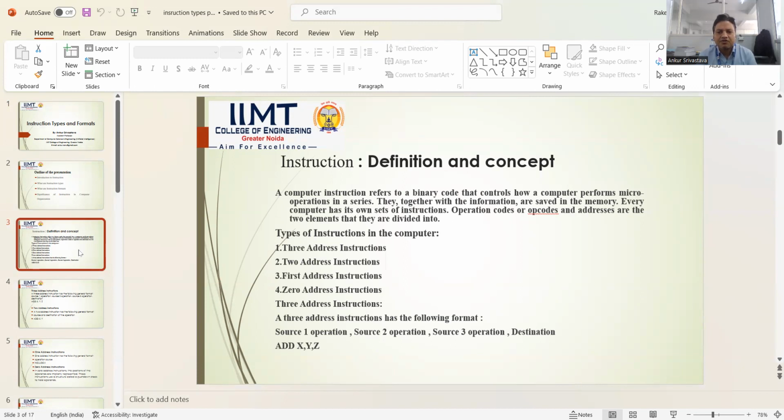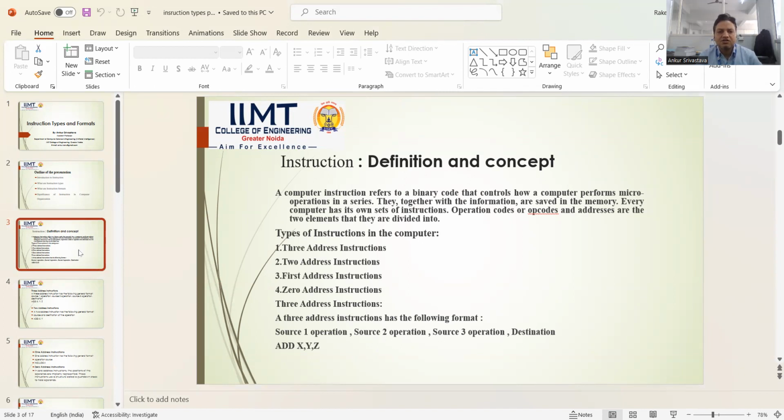Now, what are operation codes, or opcodes? Let's suppose we take an instruction to add two numbers, C is equal to A plus B. What is the operation code here? The operation code is add. Now, what are operands? A and B are the operands.